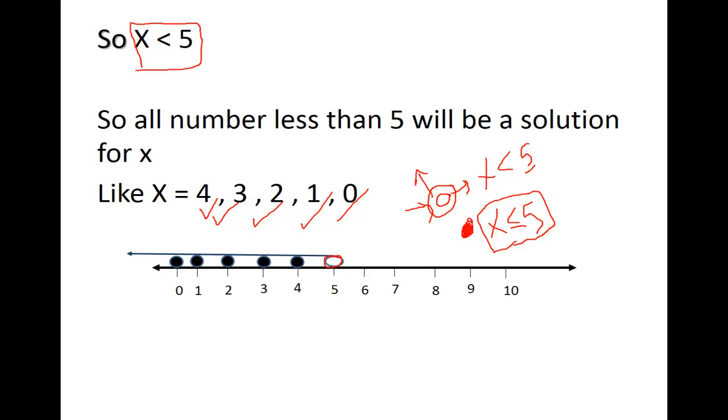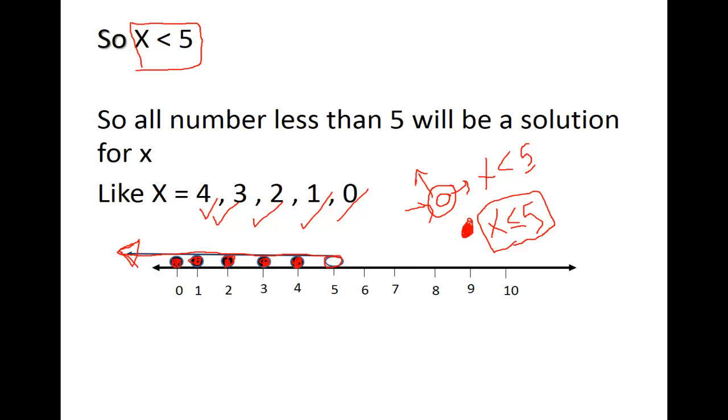But here we have x less than 5, so we're going to make an empty circle like this one, and we make a point or a circle only on the numbers. So 4 is a solution. We fill the circle: we have 3, 2, 1, and 0. But you have to make a line between all these numbers and make an arrow.